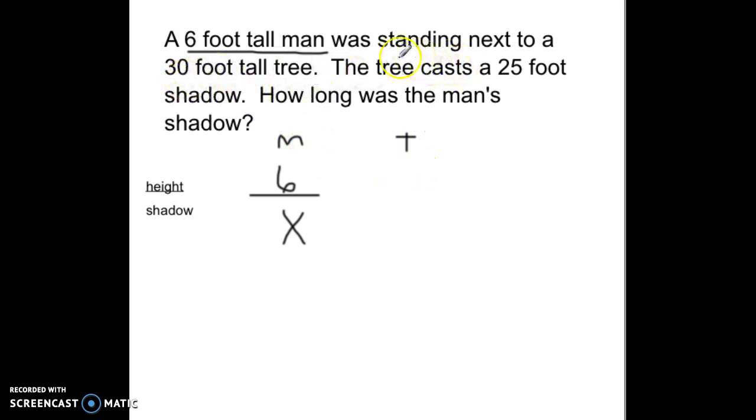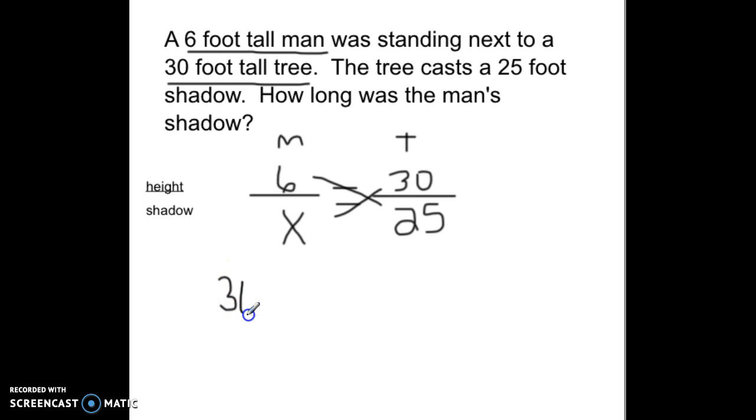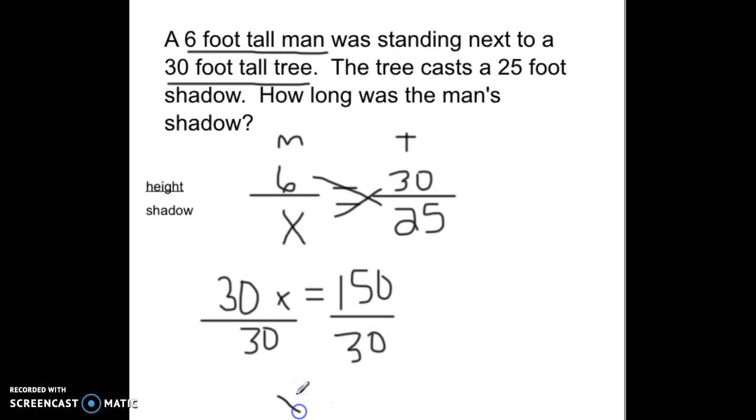Okay, and so it says that the tree was 30 feet tall, and it cast a 25-foot shadow. So once again, all we're doing is doing cross products. And we'll get 30x equals 150. We divide by 30, divide by 30, and we get x equals 5 feet.